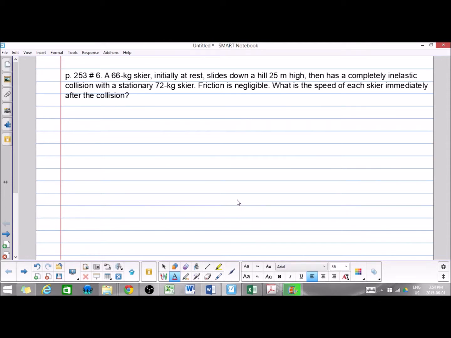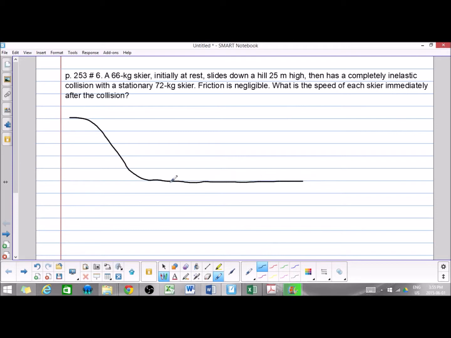So we're looking at this one, a skier sliding down a hill first. And then he'll be on level ground. There, level ground. So he starts up here. We'll call that position A. And his speed here is 0, and he's at a height of 25 meters. Okay, so he slides down the hill, and then he gets to the bottom.